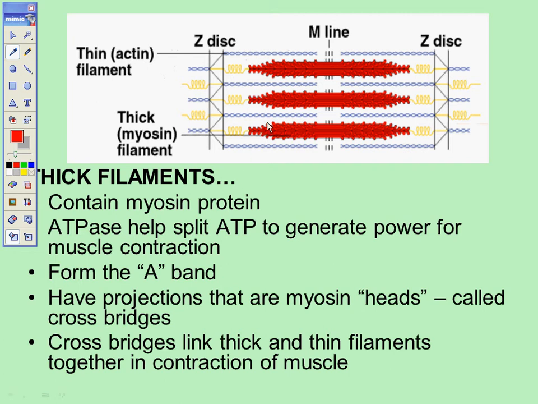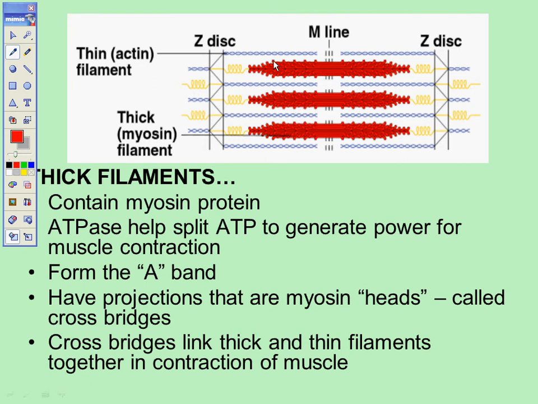Thick filaments are going to be these red filaments here, these myosin filaments. They're going to contain myosin protein. That's why they're called myosin filaments. They're also going to contain ATPase, which is an enzyme which is going to help split ATP. And of course, we have to have lots and lots of ATP in order to generate power for these muscle contractions. These myosin filaments are going to form our A band, which is our dark band.